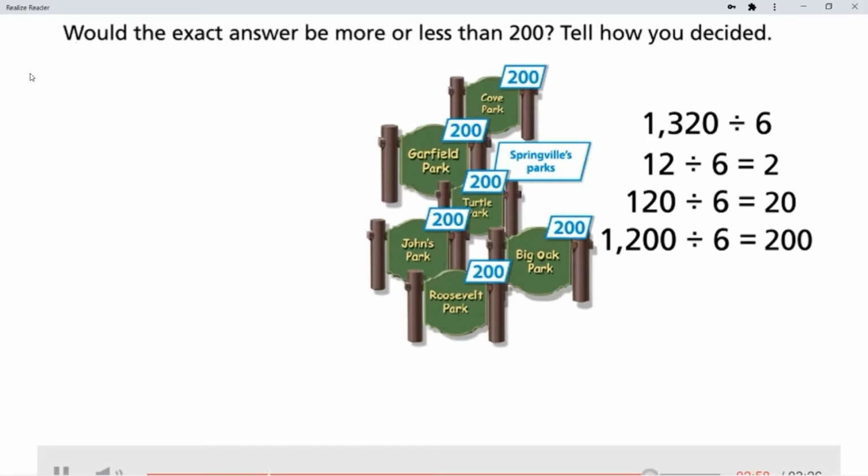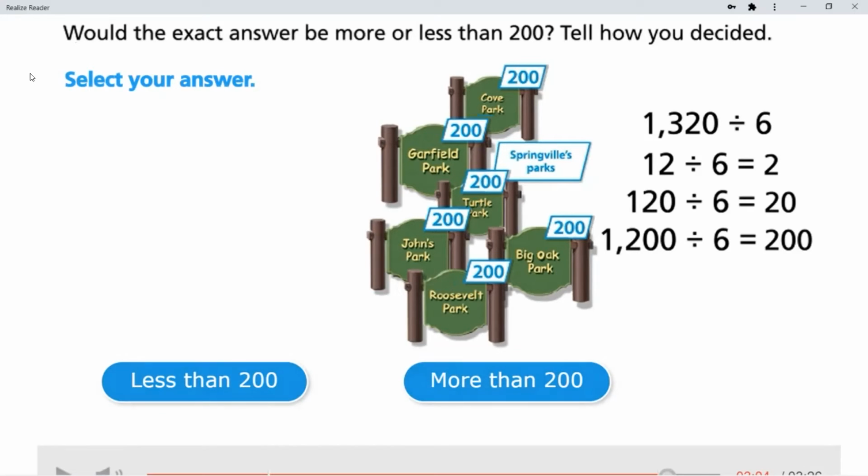Would the exact answer be more or less than 200? Tell how you decided. Select your answer. Now for this portion of the question, you need to stop and think. Did you make your number bigger by estimating up, by rounding up, by using a compatible number that's higher, or did you make it less? If you made it less, that means your real answer is going to be more than your estimate. But if you changed your dividend, your 1,320, to a higher number, then your quotient would be less.